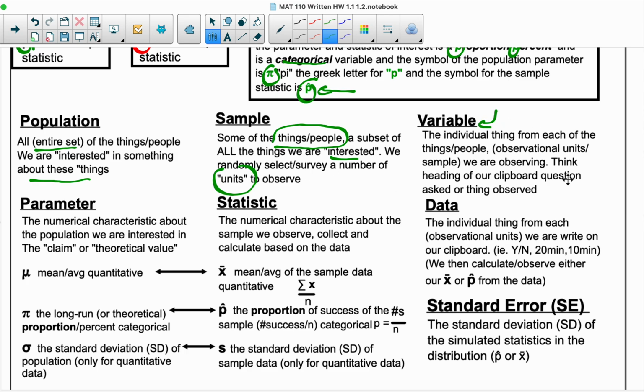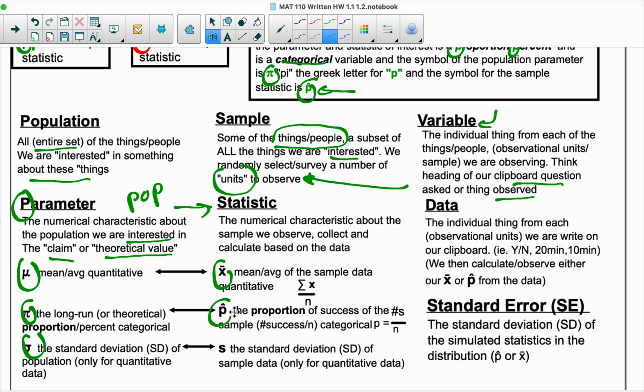The variable is what are we interested in, or what if we're a researcher and we had a clipboard, what would we be writing about on our clipboard about what we observed from each of these things? We'll get into that more. Okay, and this is just a summary. When we're talking about parameter, a lot of times you'll see the word interested in or claim or theoretical value. That tells you we're talking about the population, which means we're going to be using Greek letters. And then in the statistic from the sample, we're talking about X bar goes with mu, p hat goes with pi, and s goes with sigma.